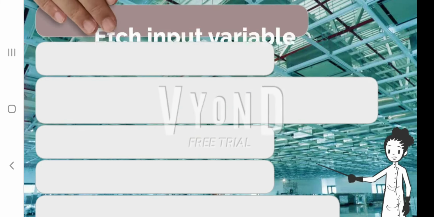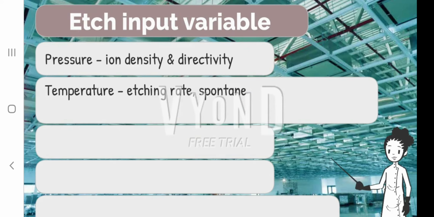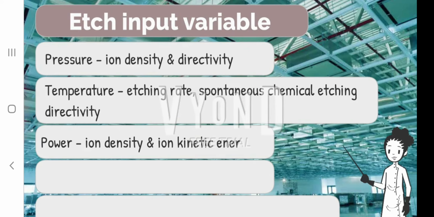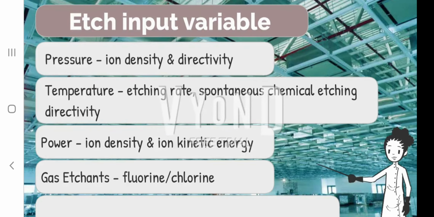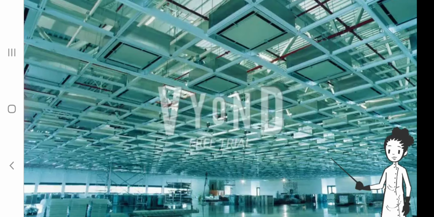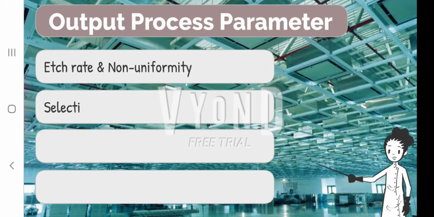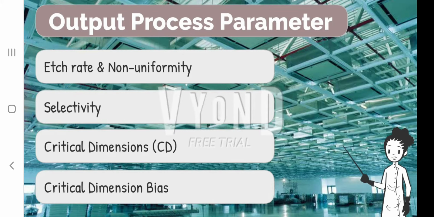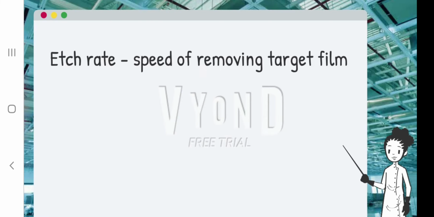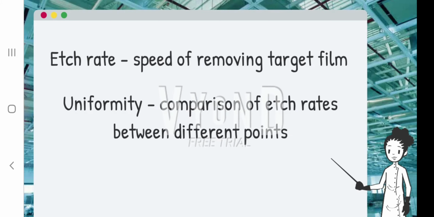Etch process input variables are pressure, temperature, power, type of gas etchants, and others. The output process parameters are the etch rate and non-uniformity, selectivity, critical dimension, and CD bias. Etch rate is defined as the speed at which the target film is removed, calculated using the thickness of film removed over time. Uniformity is described as a comparison of etch rates between different points on the same wafer or same points on different wafer.